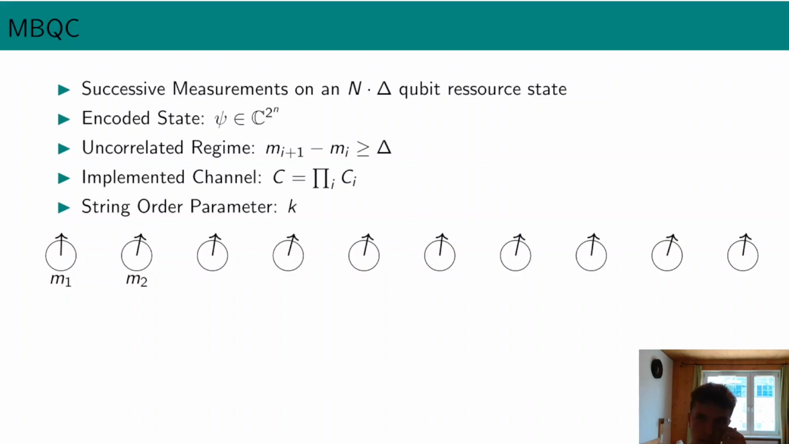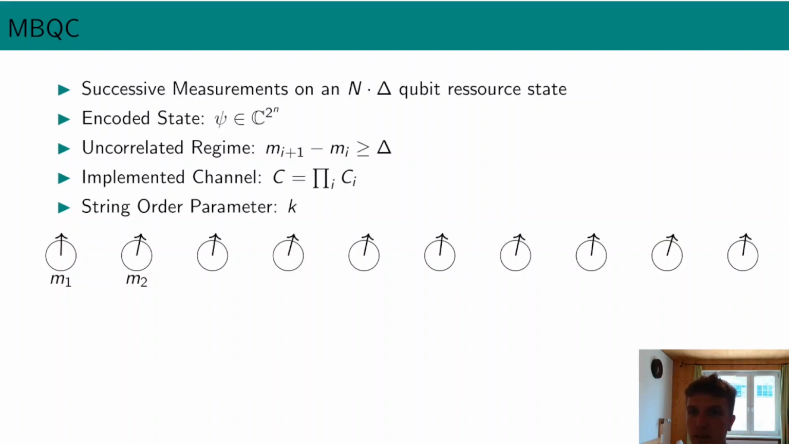We want to be in the uncorrelated regime. That means that the successive measurements are far enough apart such that the channel that we implement will be the product of channels that are implemented on all of the sites. Trivial measurements happen in between those measurements, and they don't affect the encoded state at all.